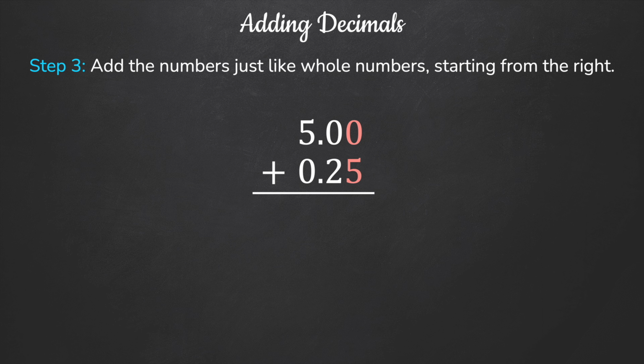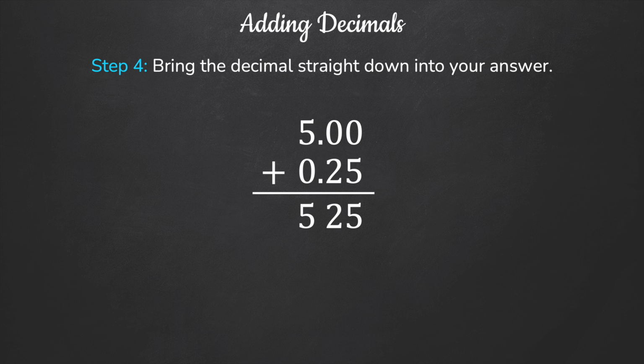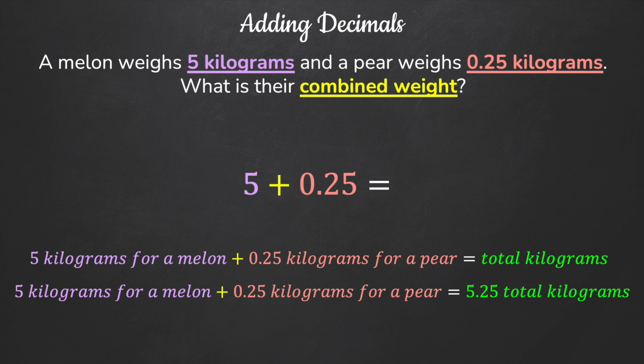So 0 plus 5 is equal to 5. And then 0 plus 2 is equal to 2. And then 5 plus 0 is equal to 5. Then once we're done, make sure you bring the decimal straight down into our answer. And again, if I drew a vertical line, it should cross all the decimal points. So our answer is 5 25 hundredths. So the total weight for both of these is 5 25 hundredths kilograms.